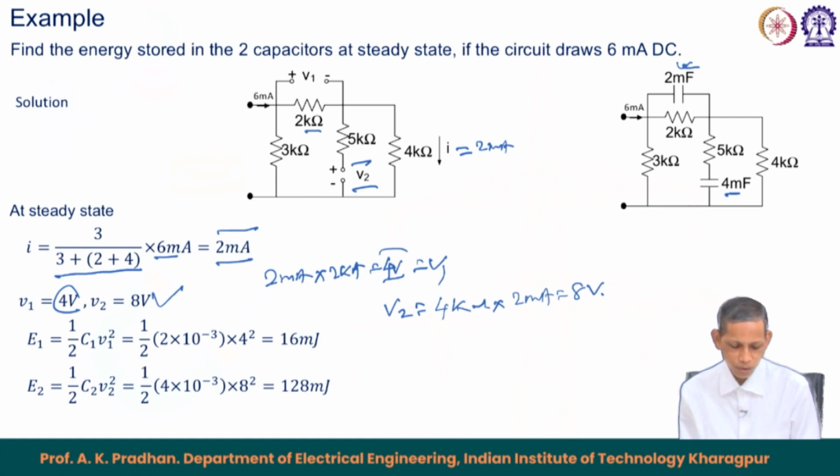Therefore, E1, the energy stored in the 2 millifarad capacitor, becomes half C1 V1 square, and that equals 16 millijoule. And E2, the energy stored in the second capacitor, the 4 millifarad capacitor, is half CV square. That becomes equal to 128 millijoule. So, that is the energy stored in such a circuit arrangement.